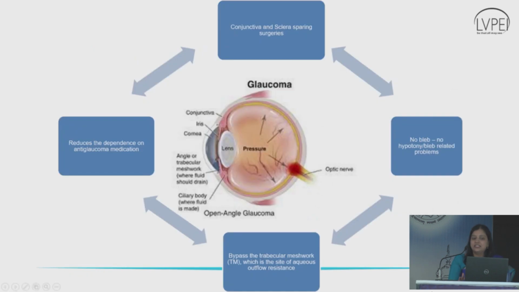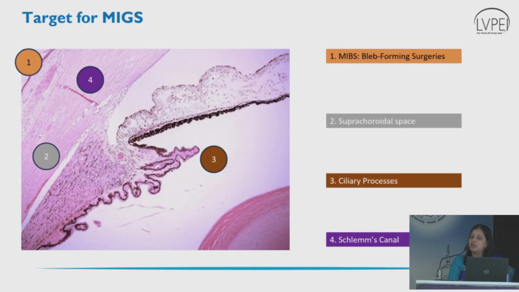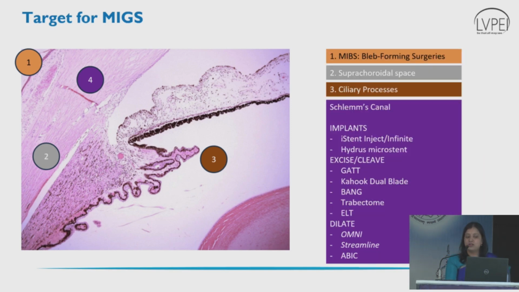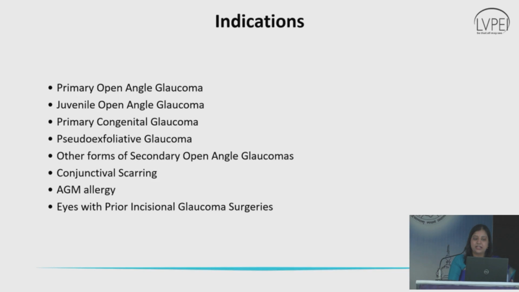So what are the advantages? It spares the conjunctiva and sclera for a future trab if you want. There's no bleb, so there are no bleb-related problems. The main pathology in POAG is the trabecular meshwork, so it bypasses that resistance, and there is a decrease in the dependence on AGM. There are a lot of MIGS that have been introduced based on the target tissue they work on, but we are going to discuss those that work on Schlemm's canal.